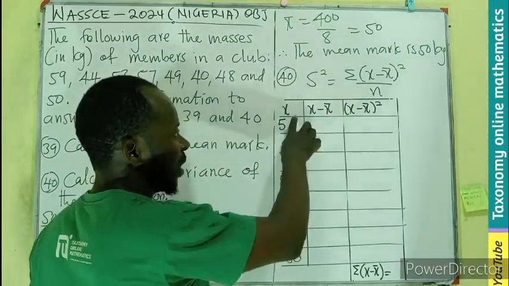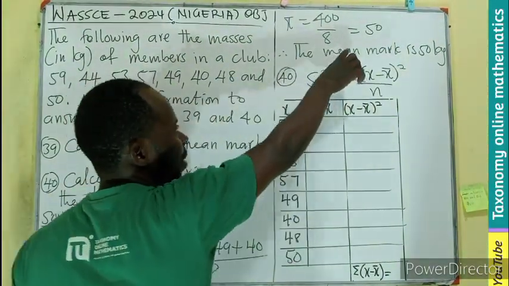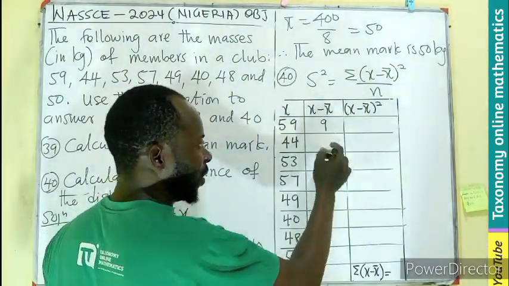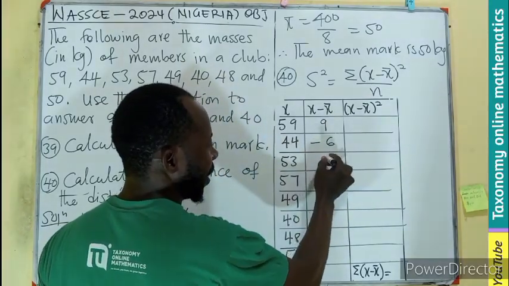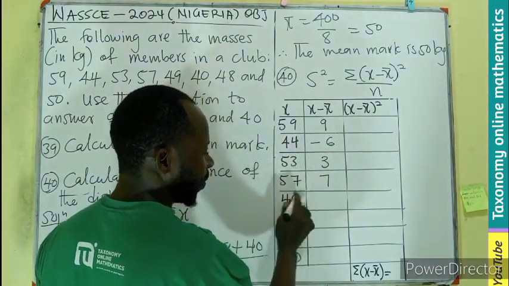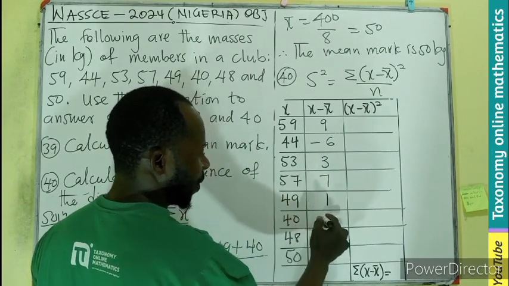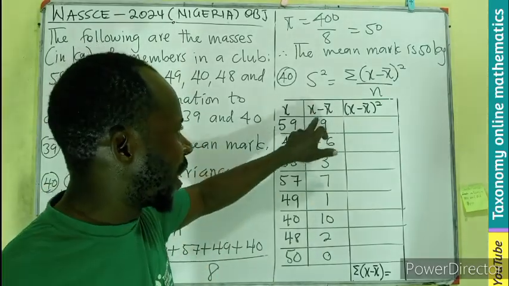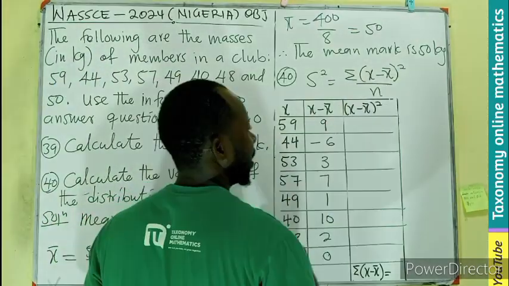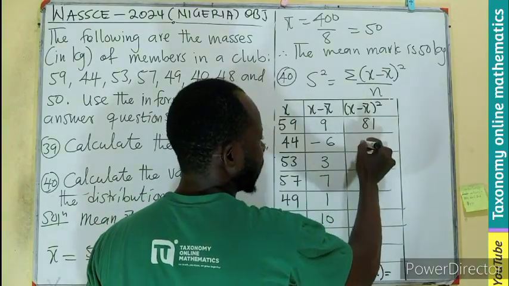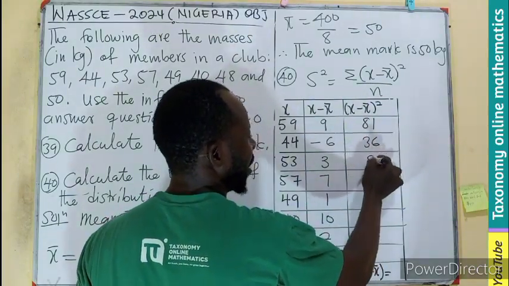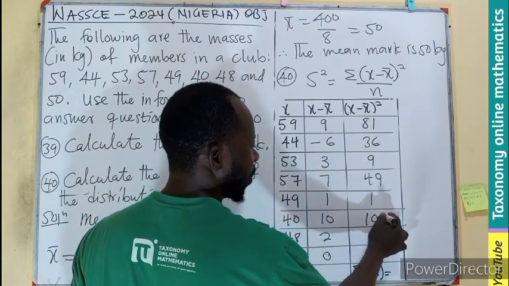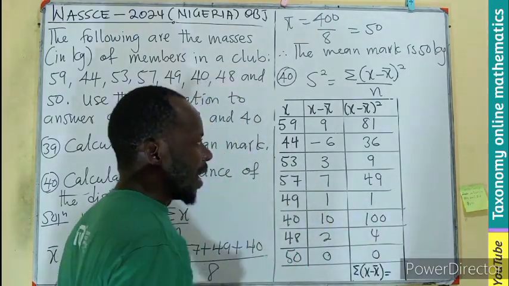We can get a table in this form: x minus the mean. What do we get for the mean? 50. So 59 minus 50 will give you 9. 44 minus 50 will give you minus 6. This will be 3, this will be 7, 1, minus 10, minus 2, and 0. Then this value here, we square. So that will be 81, positive 36, 9, 49, 1, 100, 4, and 0.